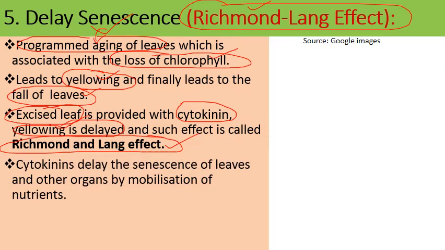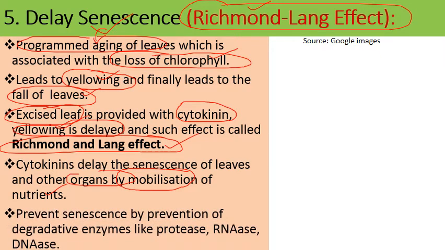Cytokinin delays senescence of leaves and other organs by mobilization of nutrients. Basically, cytokinin helps in mobilization of nutrients from the older parts to the younger parts. This mobilization of nutrients prevents the formation of the abscission zone, so senescence is delayed, and it prevents senescence by preventing degradative enzymes like protease, RNase and DNase. These enzymes are not formed in the presence of cytokinin, and that finally leads to the prevention of senescence.